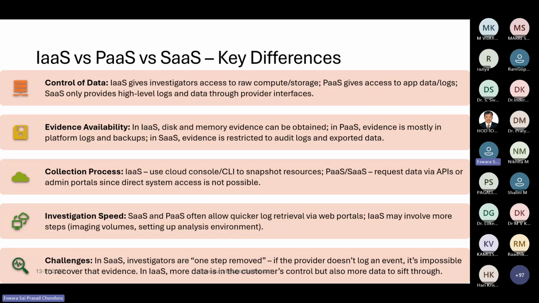Of course, another challenge is with respect to SaaS and PaaS. If the subscription, that is the API calls, are readily available, then in that scenario the investigation speed will be very high compared to infrastructure as a service. Otherwise, it will be very, very slow.